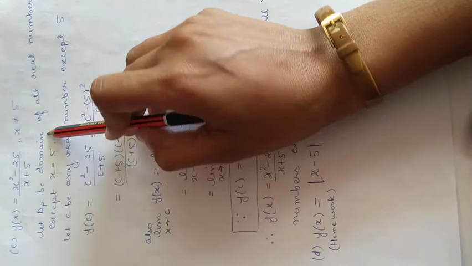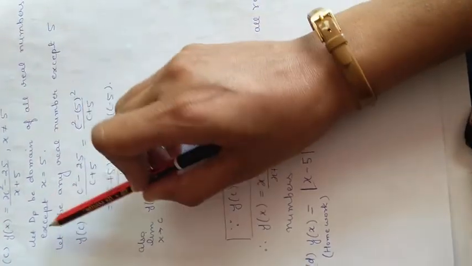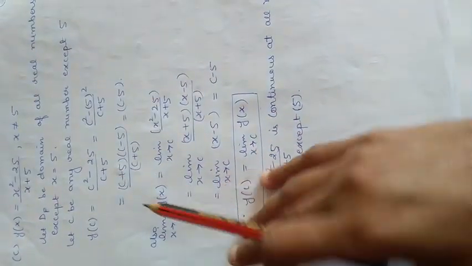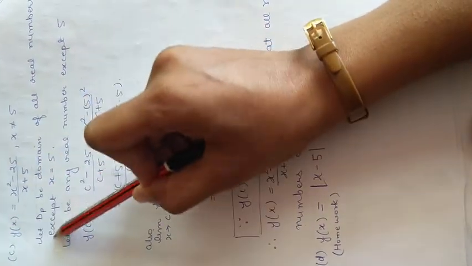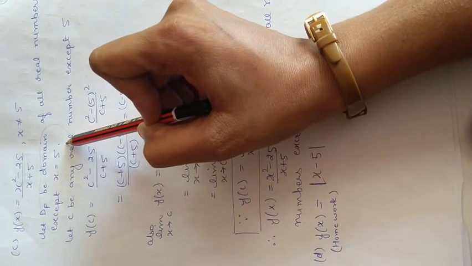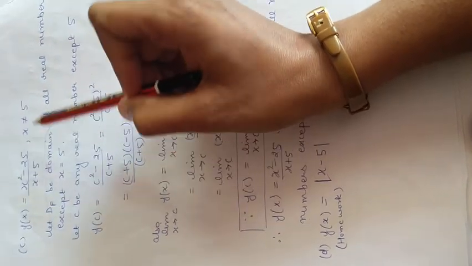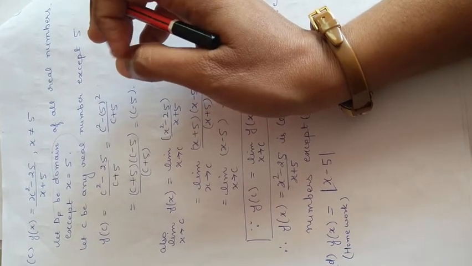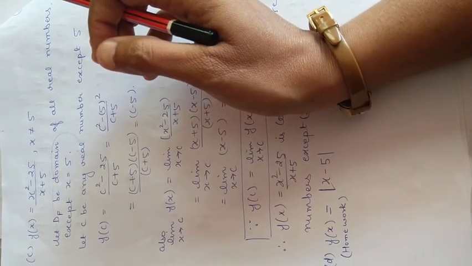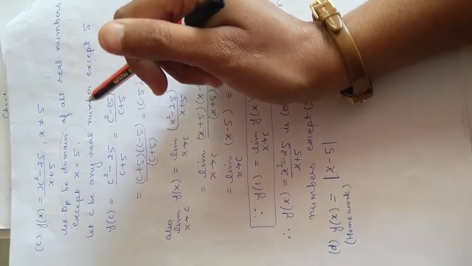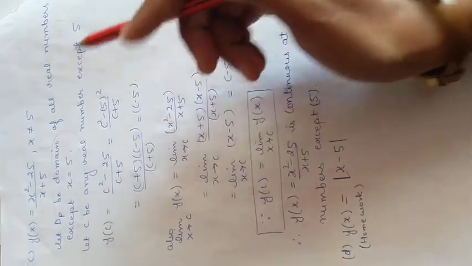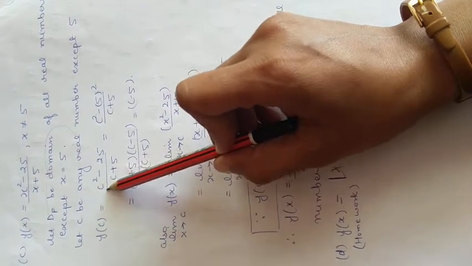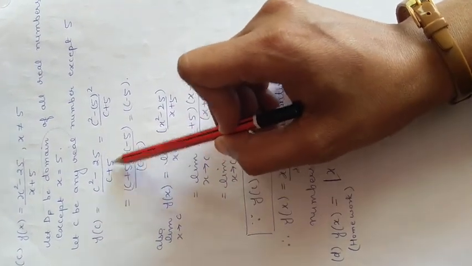Let D(f) be the domain of all real numbers except x is equal to 5. Now again I have used this condition that x not equal to 5. The reason is same. If I put this value here, my question will become not defined. So बच्चे, now f(c) is equal to c square minus 25 upon c plus 5.